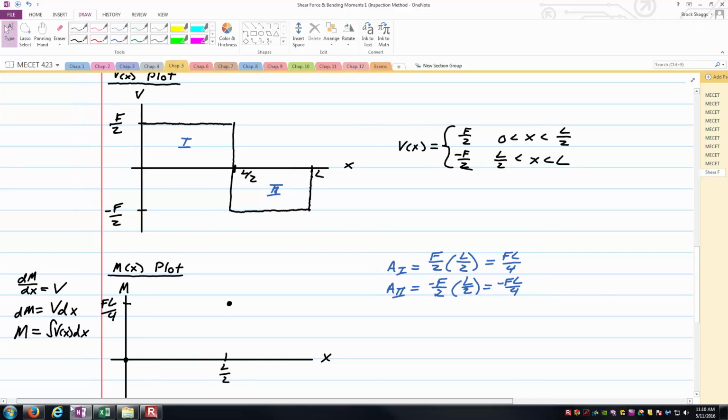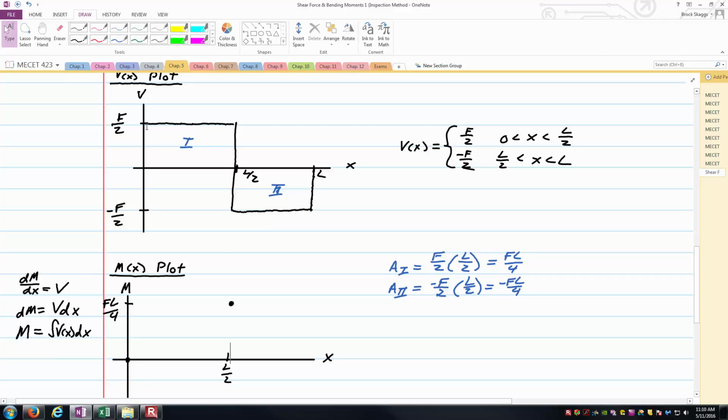Here it helps to remember this integration happening here, because here I'm going to be integrating a constant. You can see here F over 2, there's no x in this, and so when I integrate a constant, I'm just going to get a linear function, and this is going to end up being the slope here. And so here I've got a nice line, which is going to connect those points, and so that line is just going between 0, 0 and L over 2, comma FL over 4. And so I've just sketched in the M of x plot between 0 and L over 2, the left half.